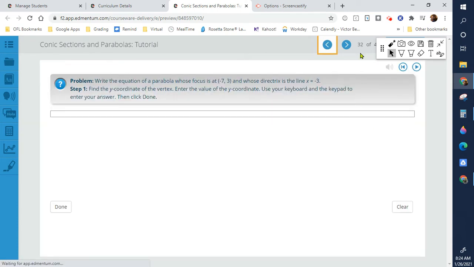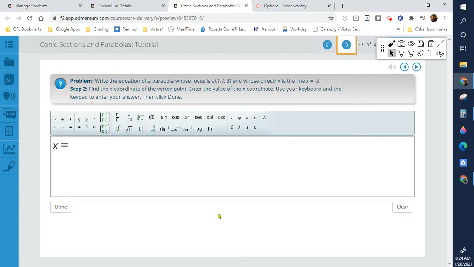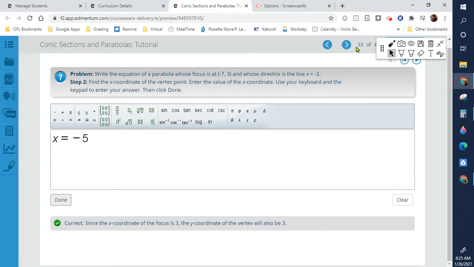Did I skip too far? I did not. Okay, so now it wants us to find the x coordinate of the vertex. So that one, we already did this. That was where I was like, oh, the x is going to be in the middle of the focus and here. So this one was that -5 that I was talking about earlier. So I did actually a lot of work that's going to help us through this next one. So feel free to rewind if you want to see why that's supposed to be -5.